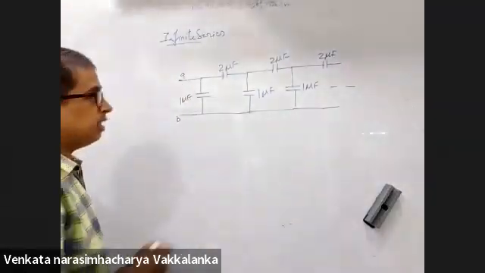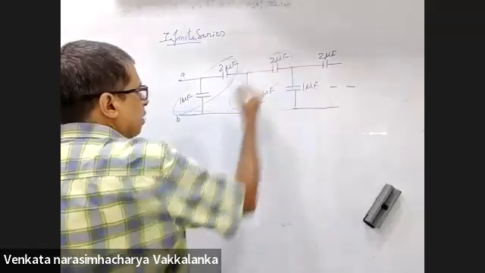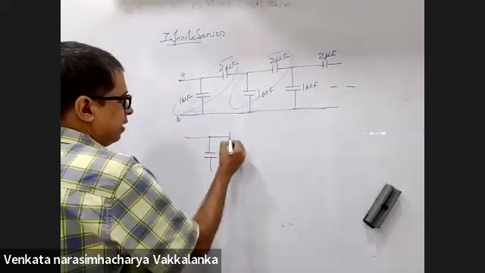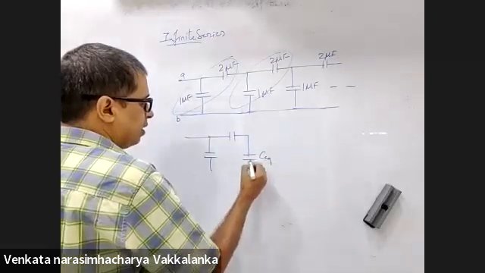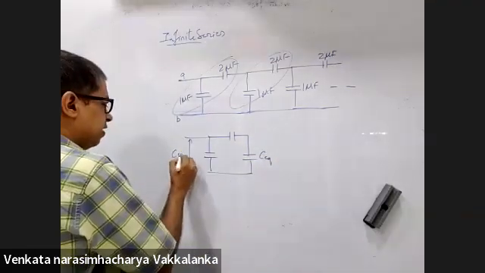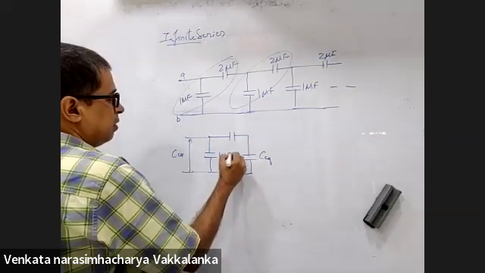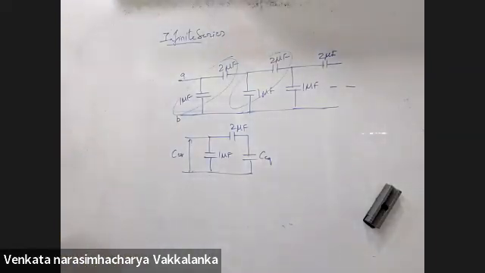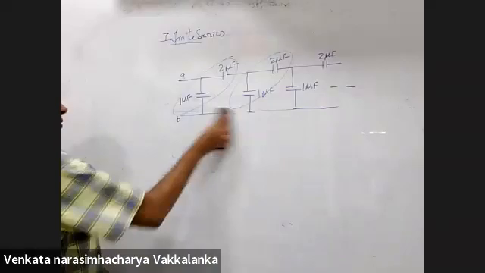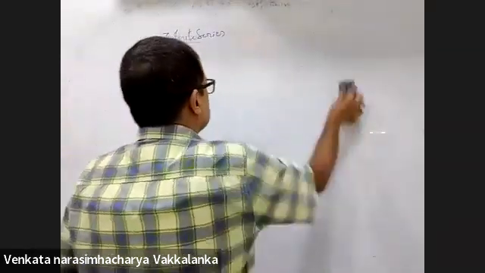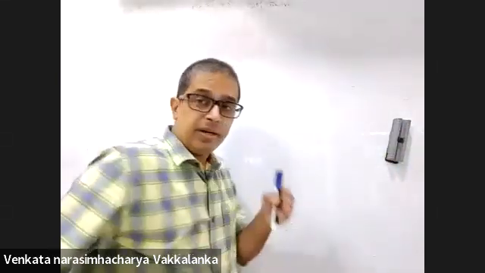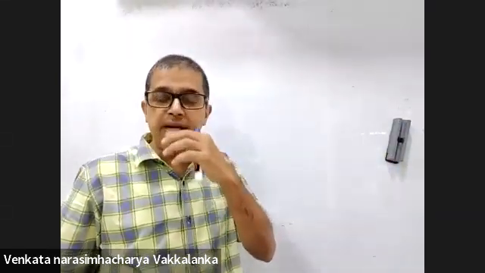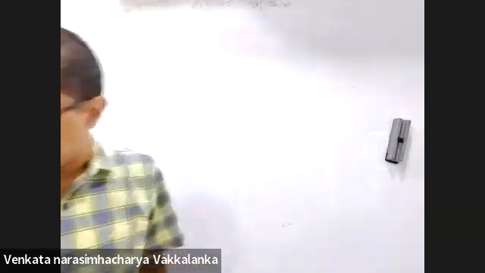Here the building block is 2 and 1, 2 and 1, right? That implies if I put C equivalent here, I will get the same C equivalent here. This is 1 microfarad, 2 microfarad, right? Yes, sir. When the values keep increasing or decreasing, that I deal with in current electricity, right?